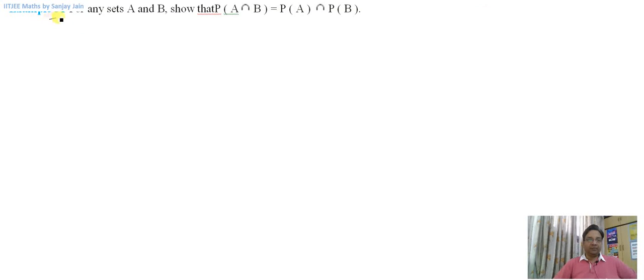Let us start with the next question. For any sets A and B, show that the power set of A intersection B is equal to the power set of A intersection the power set of B. So what is a power set? A power set is the set of all the subsets of a set.